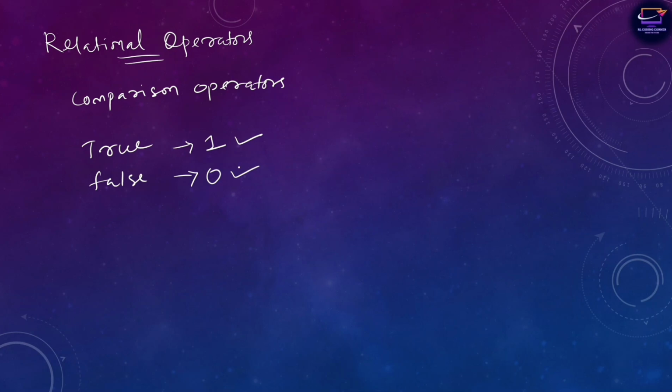Now the types of relational operators are less than, greater than, less than or equal to, greater than or equal to, double equal to and not equal to. These six are our relational operators. This double equal to operator is totally different from the single equal to operator, because the single equal to operator is the assignment operator. It is used to assign the value from the right hand side to the left hand side, whereas the double equal to operator is to check the condition or equality, right?